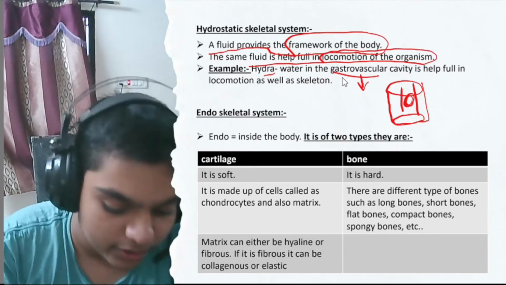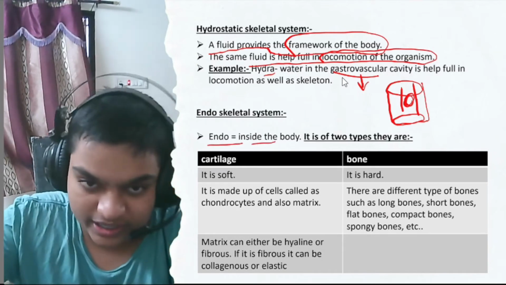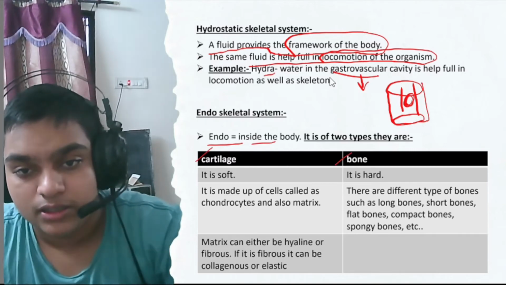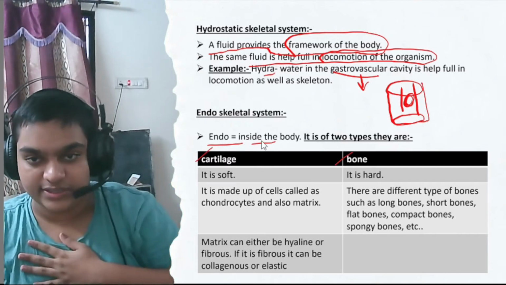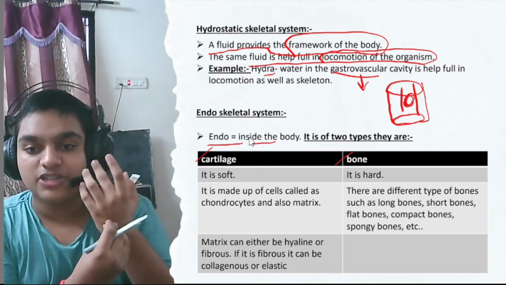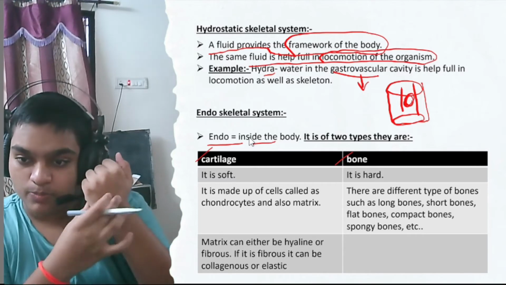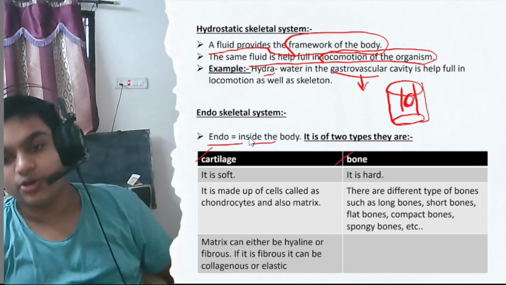Now coming to the endoskeleton. Endo means inside. It is of two main types: cartilage and bone. This endoskeleton is present underneath the skin. Let's take our example, human beings. Human beings have an endoskeleton. They have a skeleton underneath the skin. These bones and cartilages present inside the skin are constituents of the endoskeleton itself.